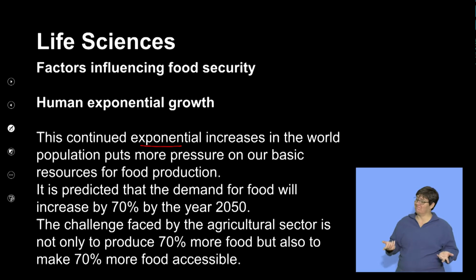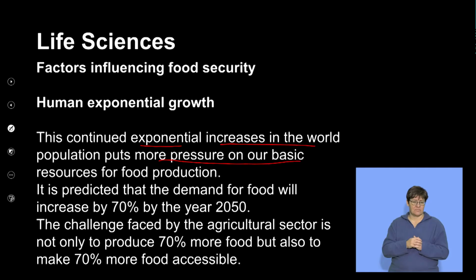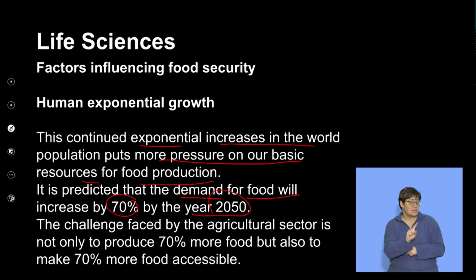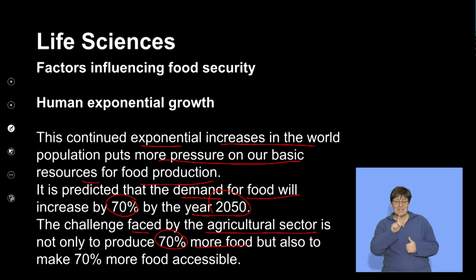This continued exponential increase in the world population puts more pressure on our basic resources for food production. It is predicted that the demand for food will increase by 70% by the year 2050. The challenge faced by the agricultural sector is not only to produce 70% more food, but also to make 70% more food accessible.